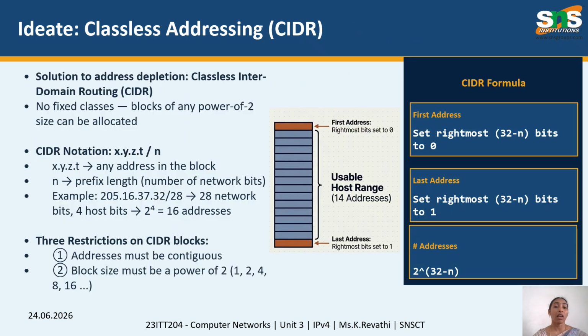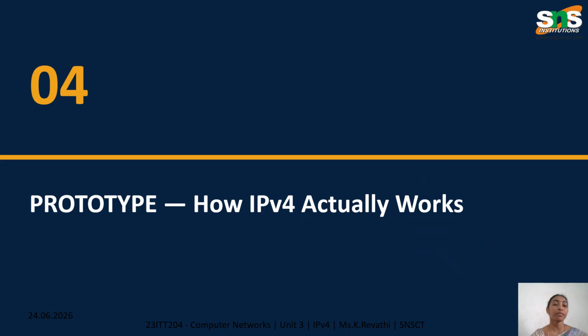The next is classless addressing or CIDR. CIDR, or classless inter-domain routing, was introduced to reduce address wastage, as we discussed in the previous slide. It allocates addresses more efficiently using prefix notation like 192.168.1.0/24.